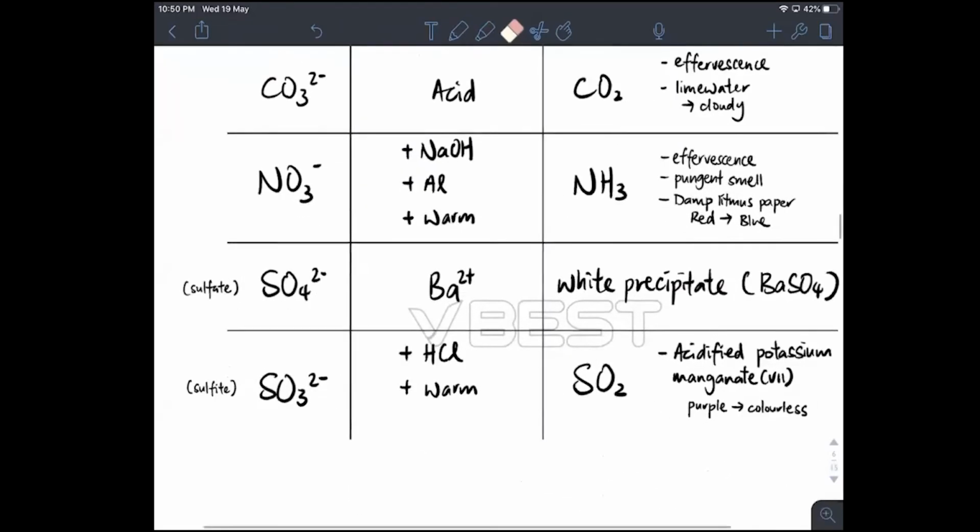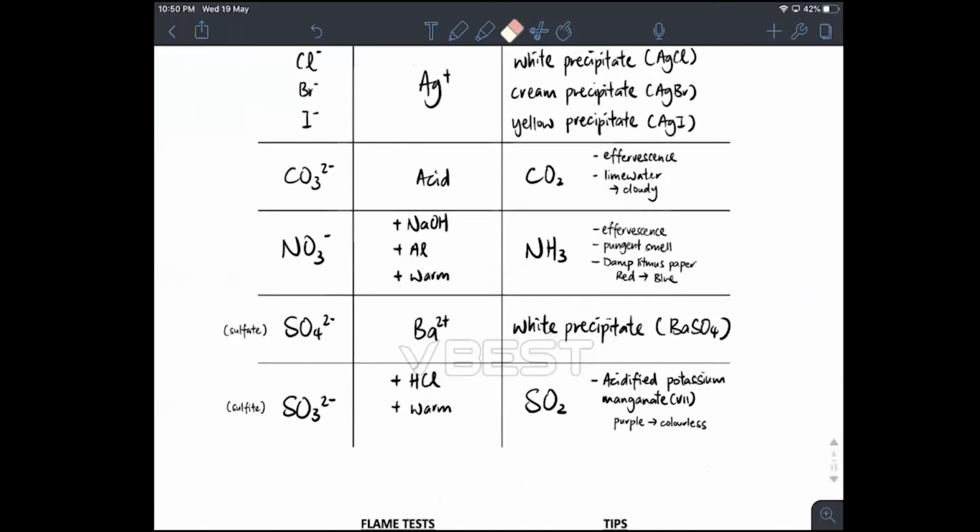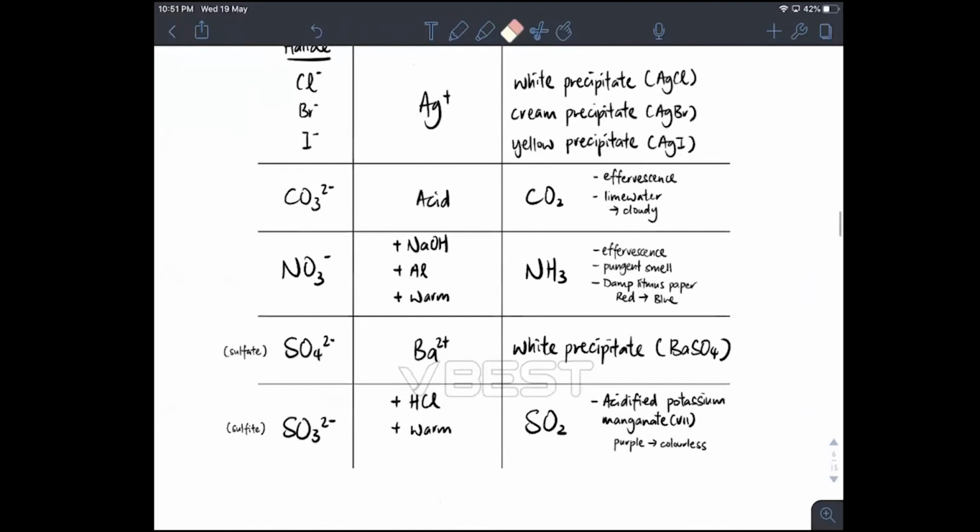You test sulfite by adding hydrochloric acid followed by warming the solution. It will produce sulfur dioxide gas. And then how do you test for the presence of sulfur dioxide gas? Remember, we test with an oxidizing agent, acidified potassium manganate(VII). It turns from purple to colorless. Please remember this. It is 100% coming out.